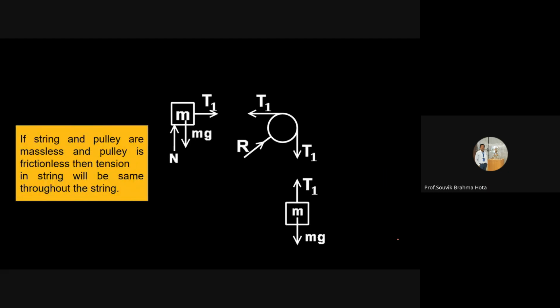So if the string and pulley are massless and the pulley is frictionless, then the tension in the string will be the same throughout the string. Like T1, T2 we have given now, all will be T, no change of the tension.